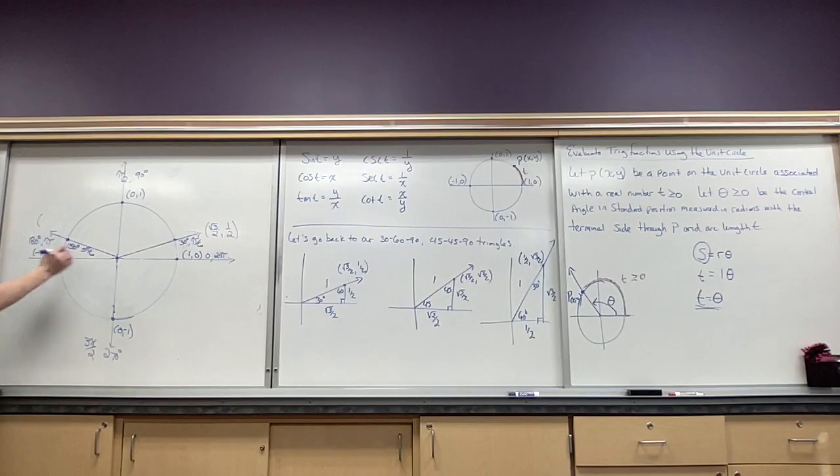Now, this point is going to be the same as this point, but there's a little change. The signs, right? Does that make sense? So the x-coordinate on this is going to be negative, but the y-coordinate is going to stay the same. So if I were to say, hey, what's cosine of 5 pi over 6? You say, oh, it's negative square root of 3 over 2. Or what's sine of 5 pi over 6? You say, oh, it's a half.